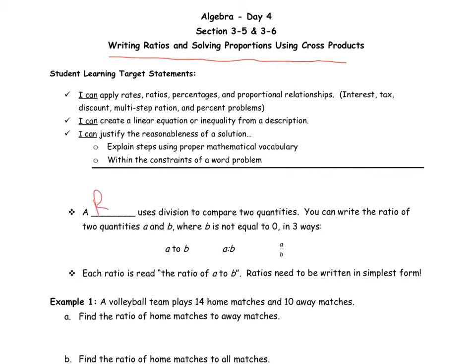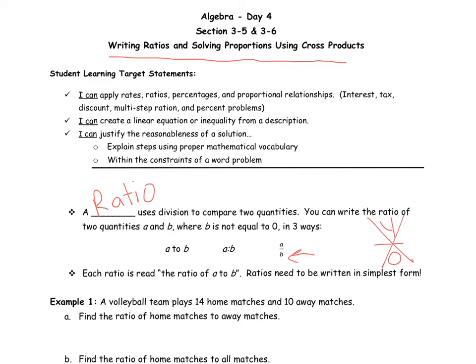A ratio uses division to compare two quantities. So you can write the ratio of two quantities, A and B, where B is not equal to 0, in three ways. And when that means B cannot be equal to 0, that just means we can't have like 4 over 0. That's never good in our algebra class. We can never divide something by 0. It's not possible. So B, the bottom number here, can never be 0.